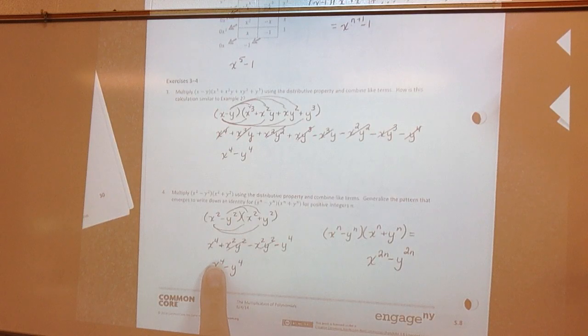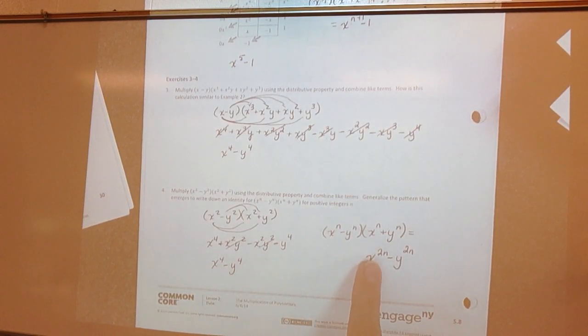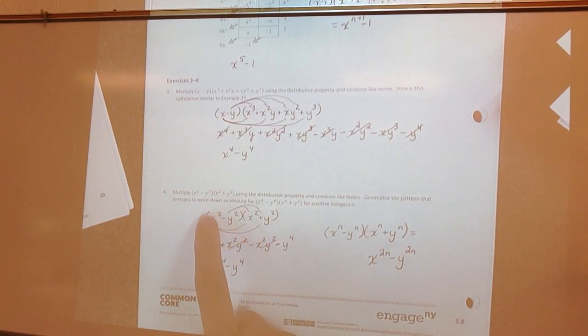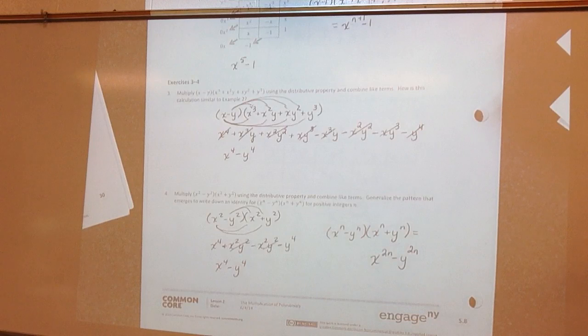If I'm multiplying x squared minus y squared and x squared plus y squared, look at what I end up with. I end up with x to the fourth minus y to the fourth. So basically what I'm doing is I'm multiplying my exponent times 2, and that's what my answer is going to give me.